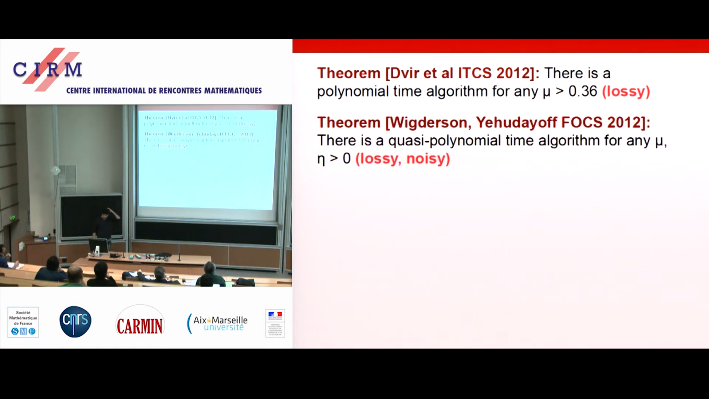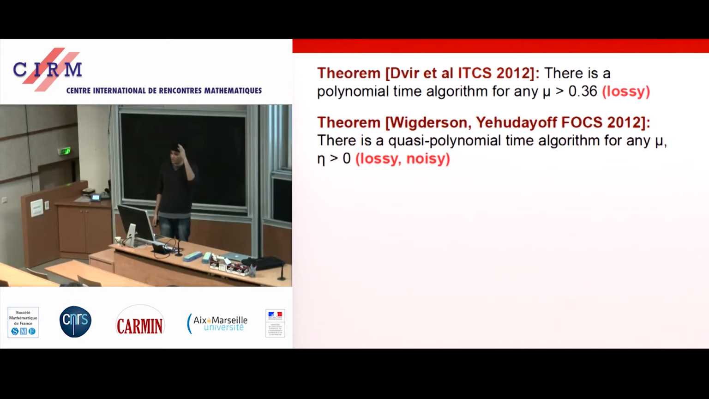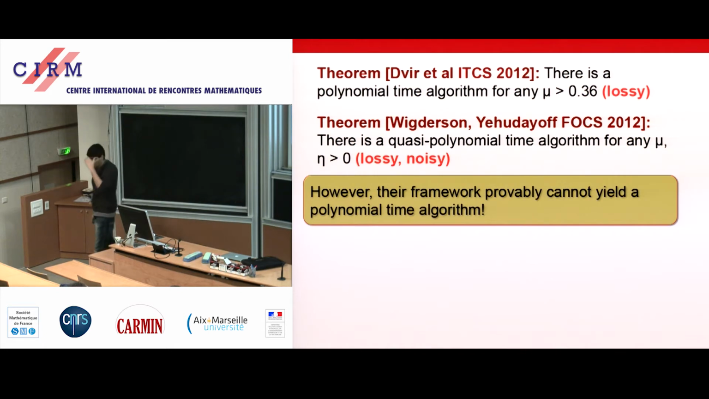And then Vigderson and Yehudayev showed a quasi-polynomial time algorithm for not just lossy, but even noisy, using very different techniques. We're actually going to be following the framework of the first paper instead, but I'll show you some cool tools for actually doing it. In fact, Vigderson and Yehudayev showed that their technique provably can't yield a polynomial time algorithm, because they showed lower bounds against their style of arguments.